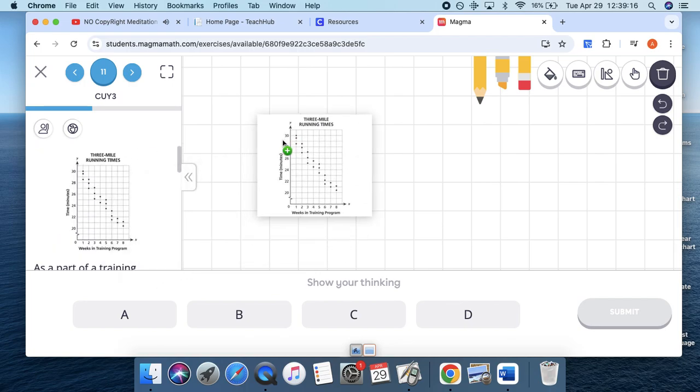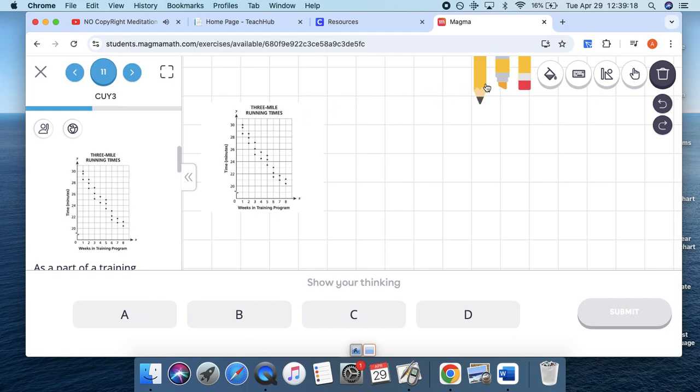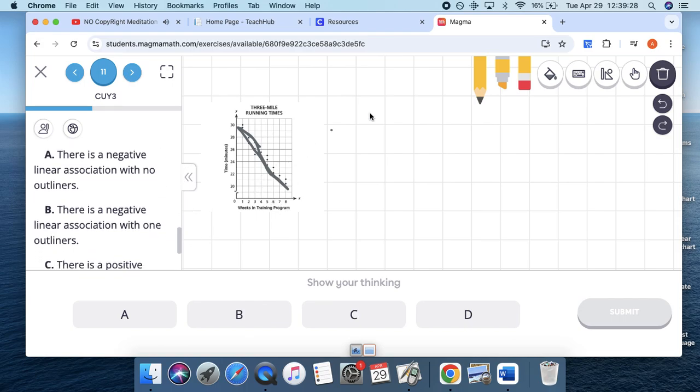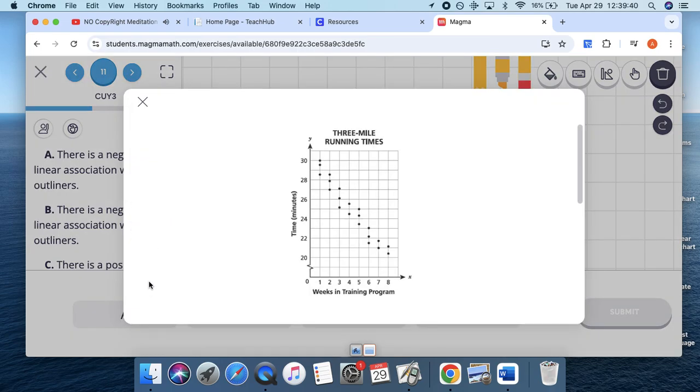Okay, so this one is pretty easy. You draw a line of best fit, definitely a straight line here, and it's negative, so there's a negative linear association. Are there any outliers here? If you had seen an outlier, it'd be a dot that's somewhere like that, for example. That guy would be an outlier, but I don't see any outliers. So I'm going to say this is negative with no outliers.